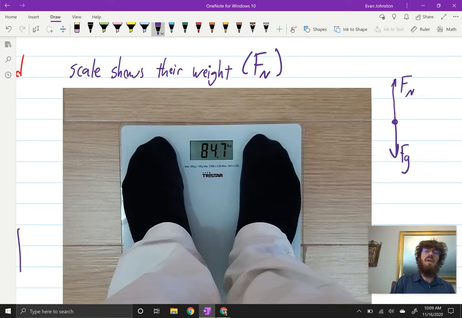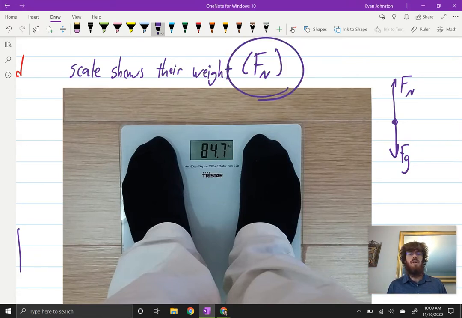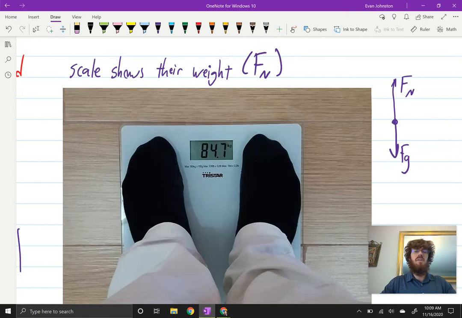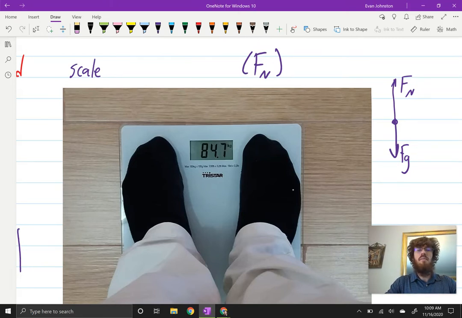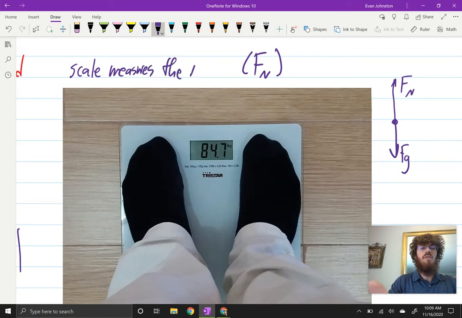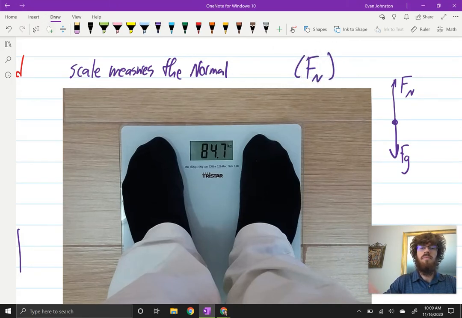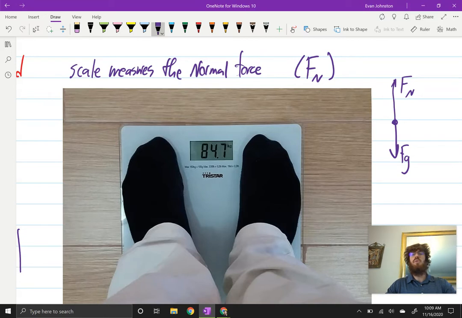The most important thing here is that the scale measures the normal force, right? That's what the scale really does. So if I were to change this, I would say the scale measures the normal force. That's the most important thing. If you're at rest or if you're moving at a constant velocity, meaning you're not speeding up in either direction, you're going to get your correct weight. But if you're accelerating, well, that means something funny is going to happen.